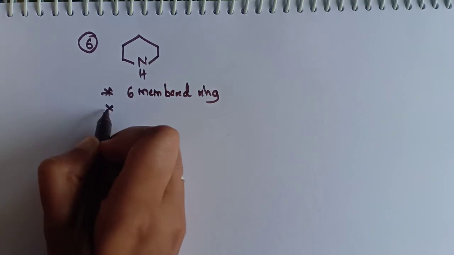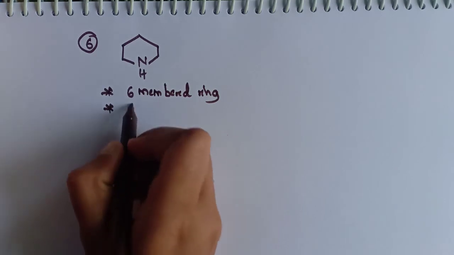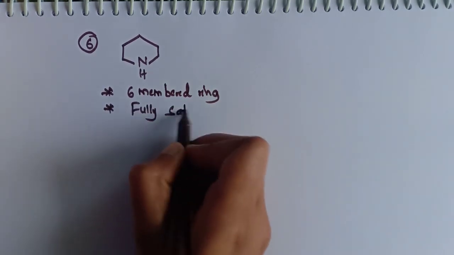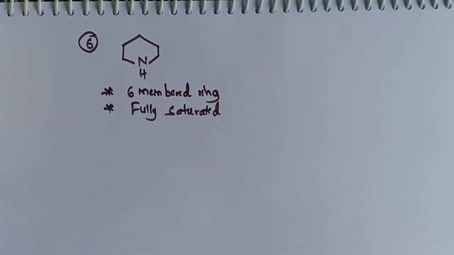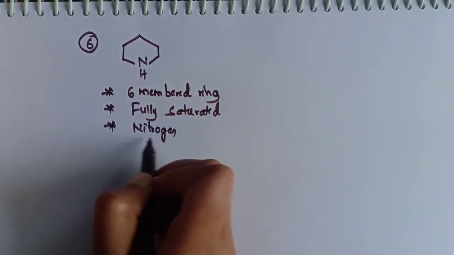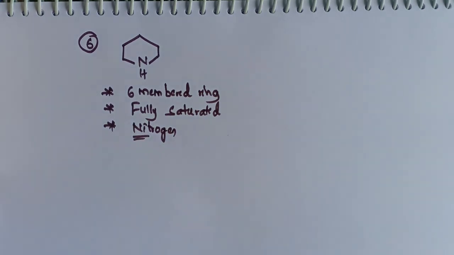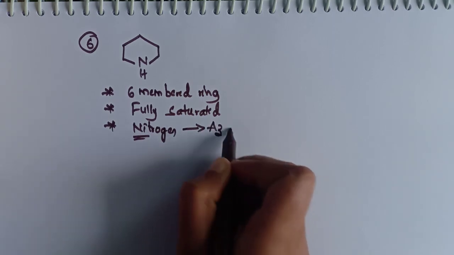Next, whether it is saturated or unsaturated: it is fully saturated. That means it does not have any double or triple bonds. Now, here the heteroatom is nitrogen. According to this, the absence or presence of nitrogen will decide the name in heteroatom nomenclature. It is fully saturated, a 6-membered ring is present, and nitrogen is also present. Nitrogen is called aza.